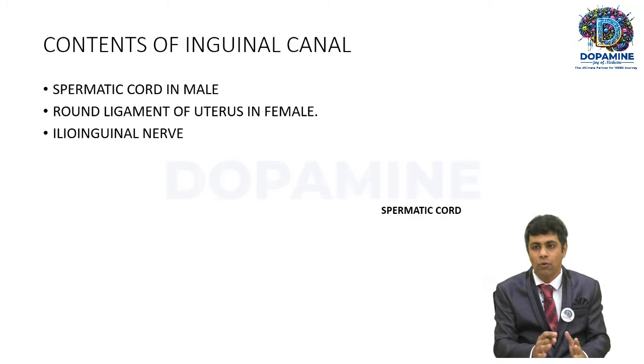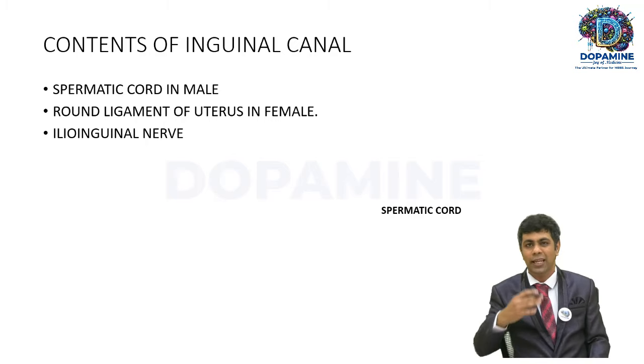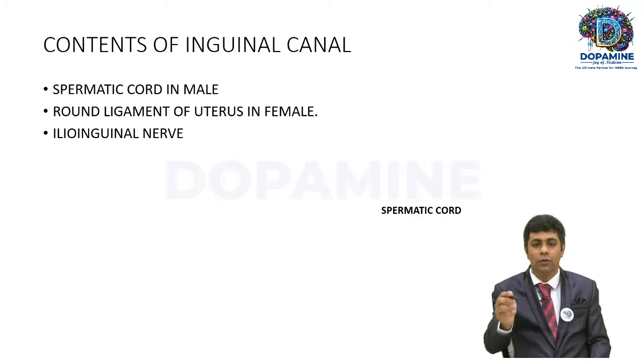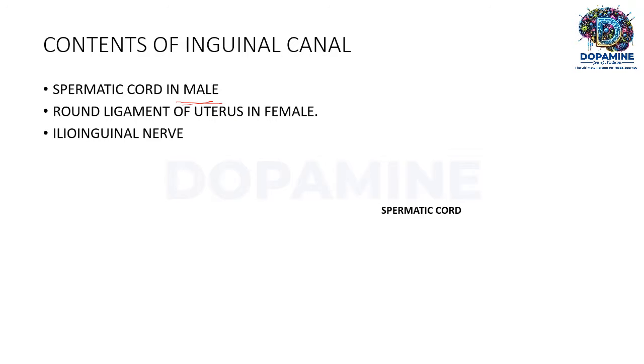Okay, so let us now talk about the contents of the inguinal canal. Right? So very important, not only in theory but also in practical. This one is very important. The content of the inguinal canal is the spermatic cord in male. We have to differentiate here between males and females. And the ilio-inguinal nerve is a common content.